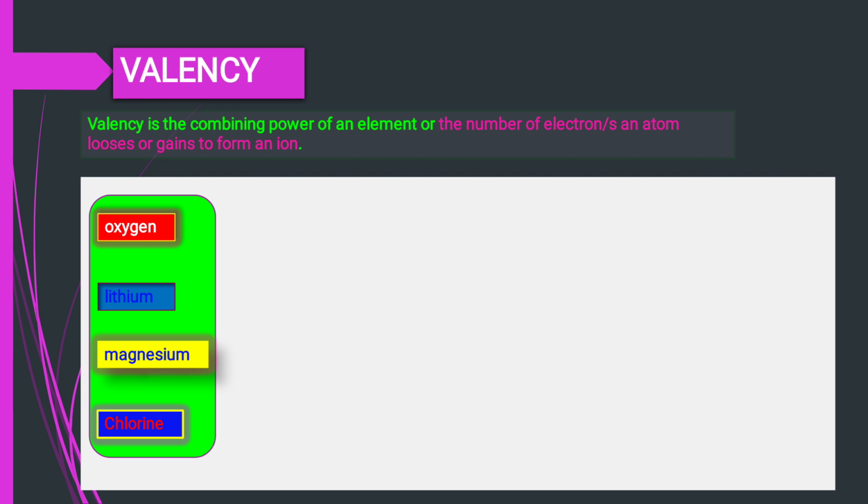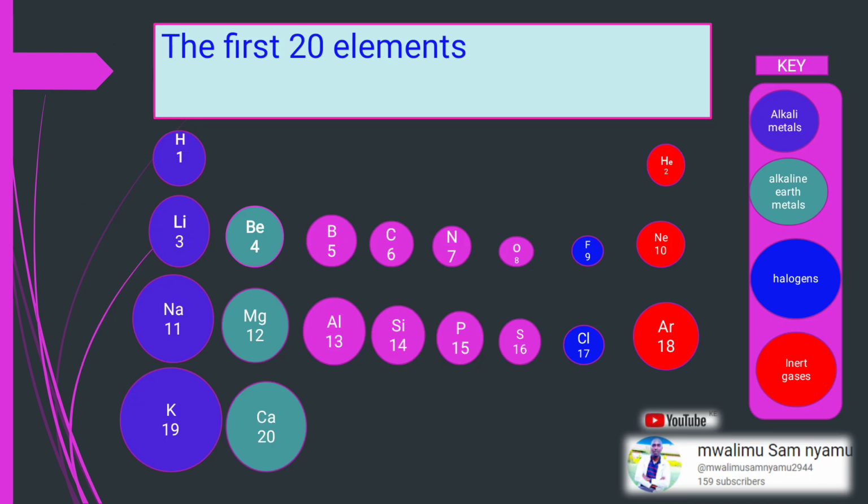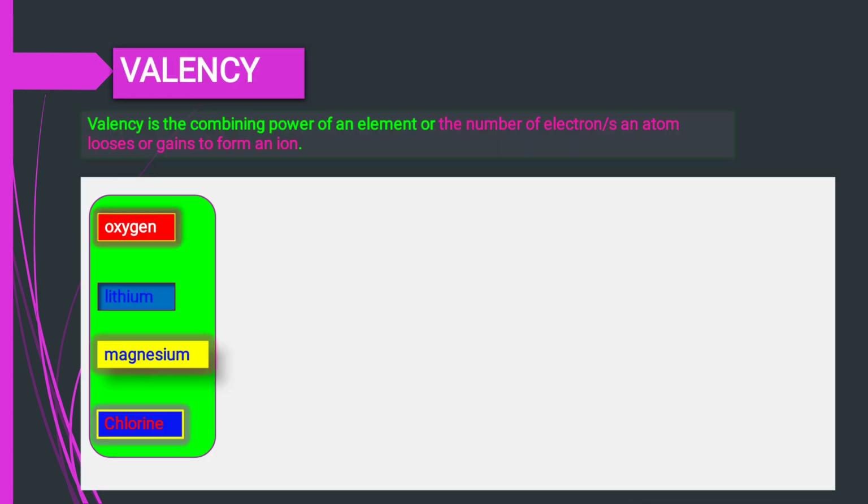The only elements that have octet and duplet are the elements belonging to group 8 of the periodic table. Ideally, these are the atoms that have a duplet state. So in our today's lesson, we will be looking at how other atoms attain a duplet state.